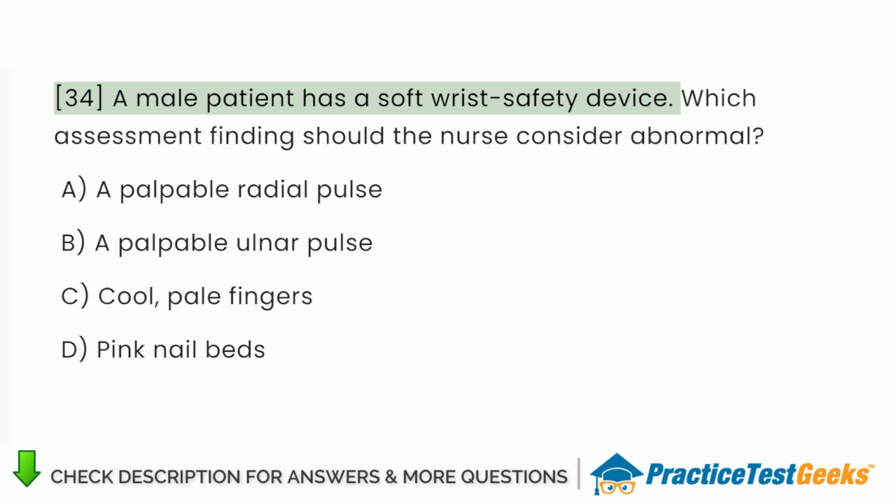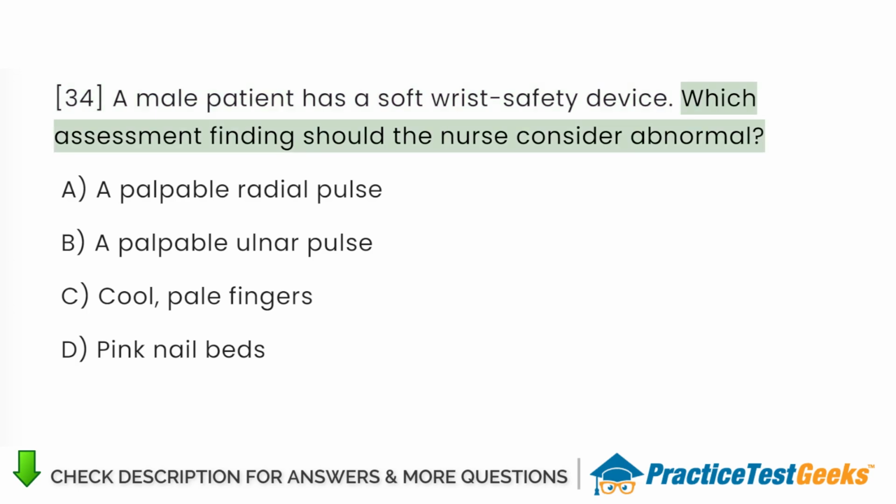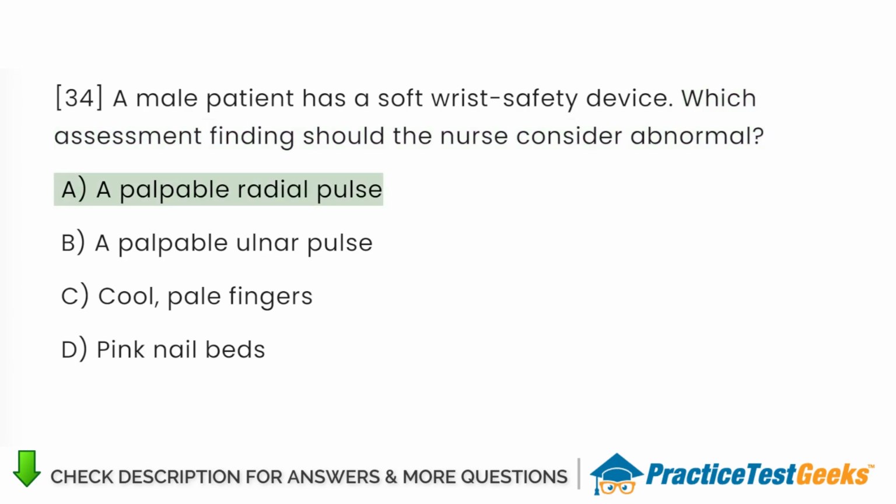A male patient has a soft wrist safety device. Which assessment finding should the nurse consider abnormal? A. A palpable radial pulse. B. A palpable ulnar pulse. C. Cool, pale fingers. D. Pink nail beds.